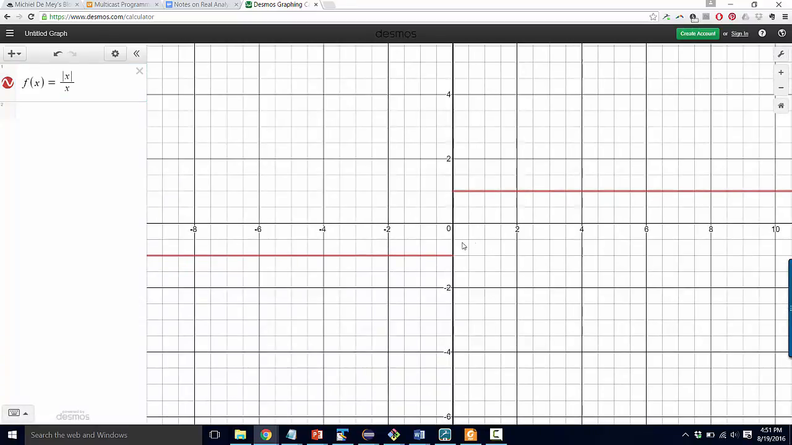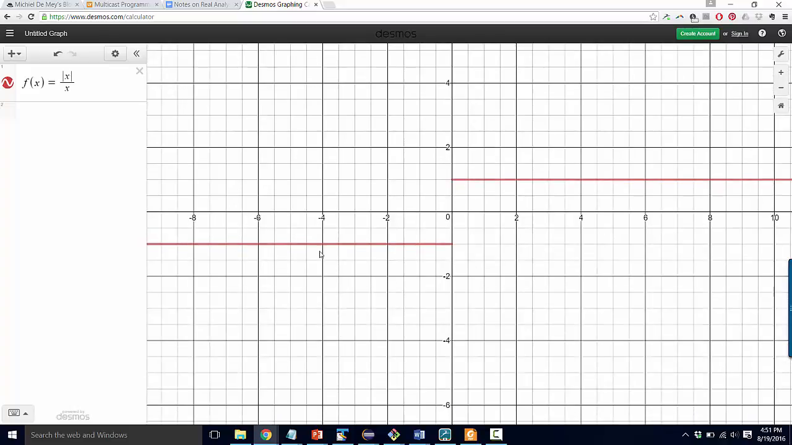Okay, so this is a nice little function. It looks like for a value of 0, it's not defined. For positive x, it's positive 1. For negative x, it's negative 1. And you should definitely think about why that makes sense if you plug values in.